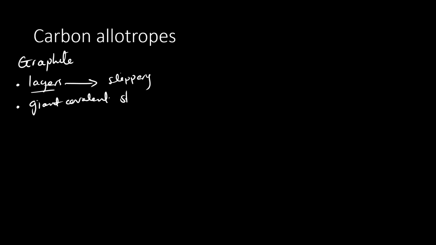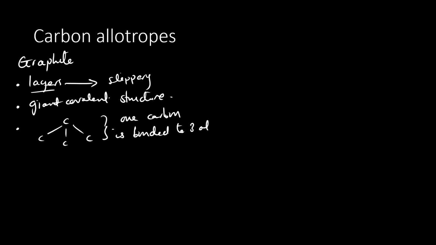Giant covalent. Brilliant. But in terms of the bonding, one carbon bonds to three others, okay? So one carbon is bonded to three other carbons, and this gives rise to delocalized electrons. Basically, one of the electrons will be delocalized. If you've got loads of carbons doing the same thing, in reference to the hexagonal layers, then you will collectively have delocalized electrons.